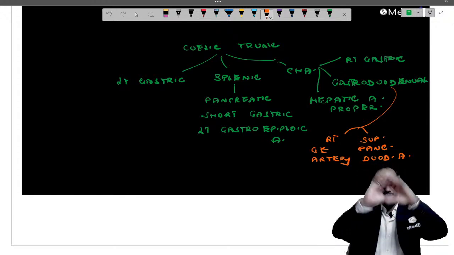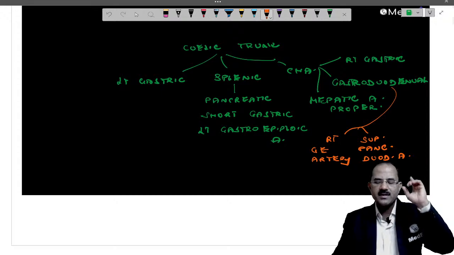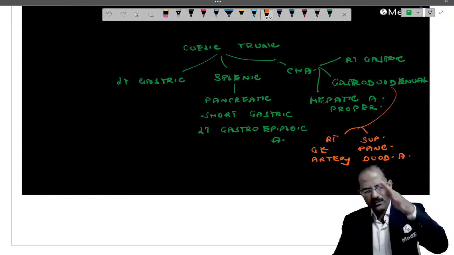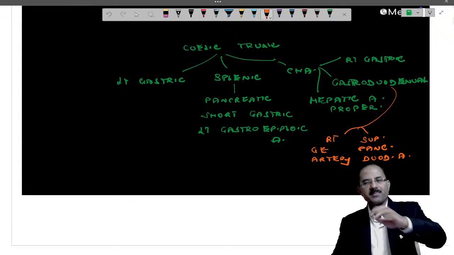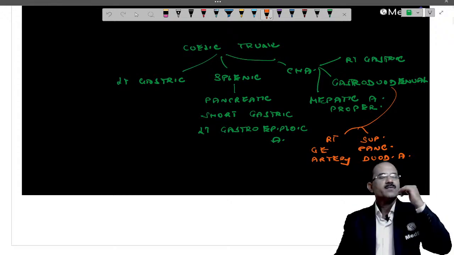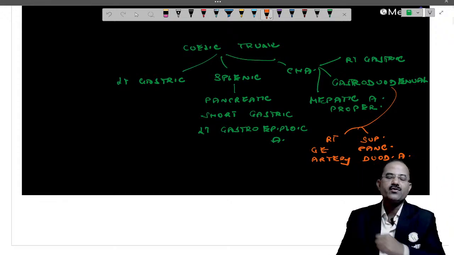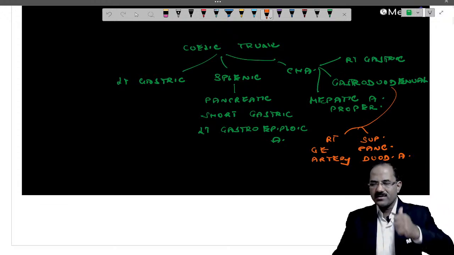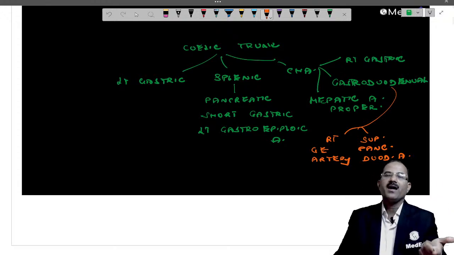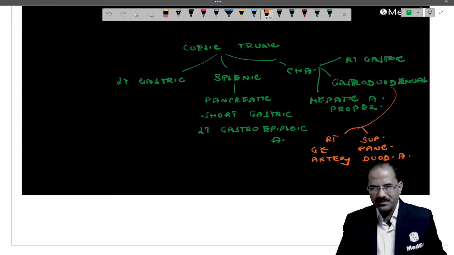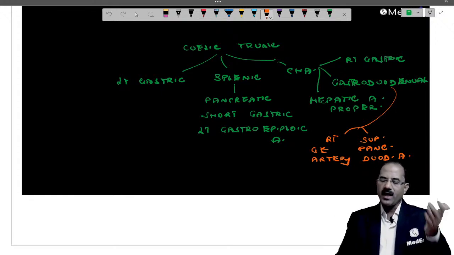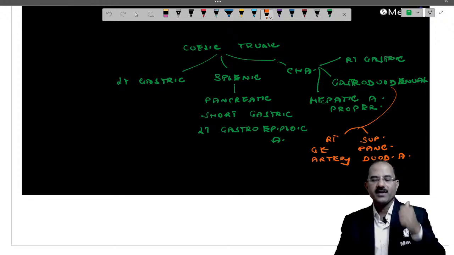Dear students, the celiac trunk gives three main branches. One is the left gastric, splenic, and common hepatic. Splenic runs on the superior border of the body of the pancreas, gives branches to the pancreas. That's the pancreatic branches. The short gastric branches and the left gastroepiploic artery. The common hepatic gives the right gastric, the gastroduodenal, and the hepatic artery proper. Gastroduodenal further gives the right gastroepiploic and the superior pancreaticoduodenal artery.